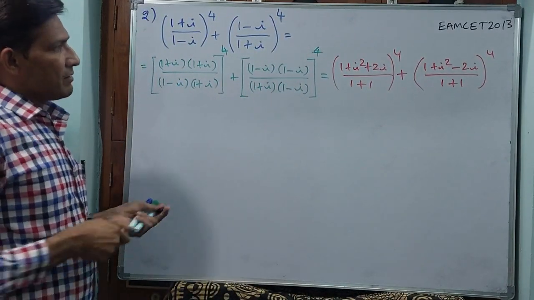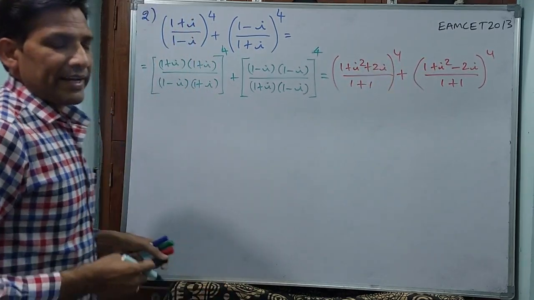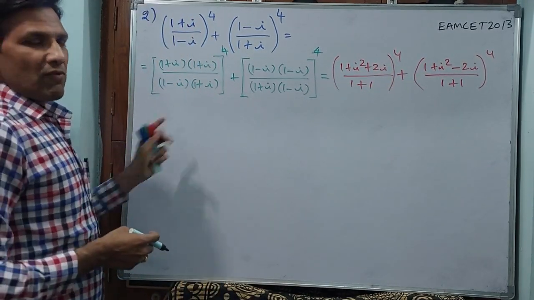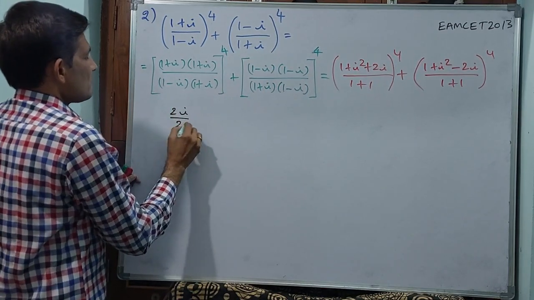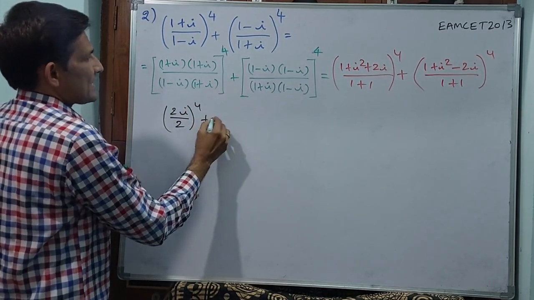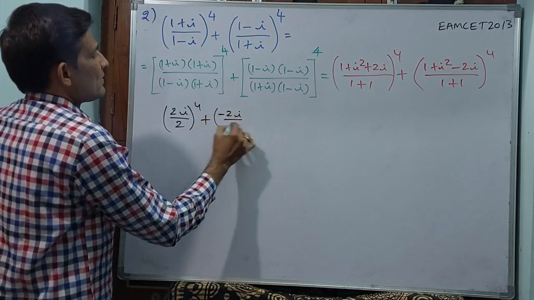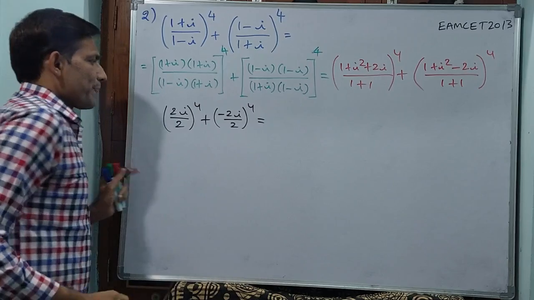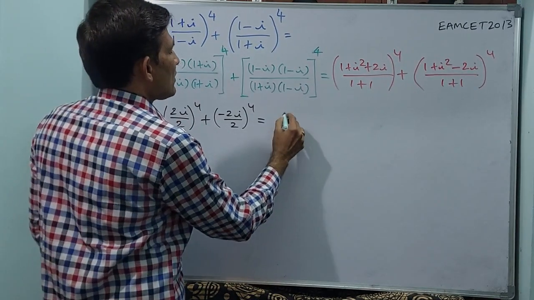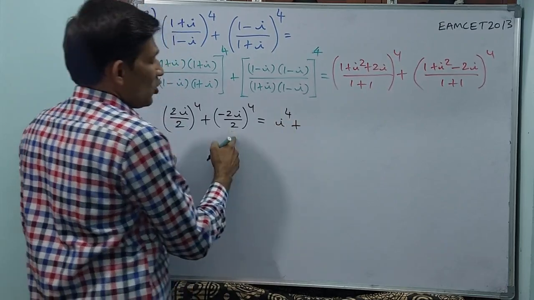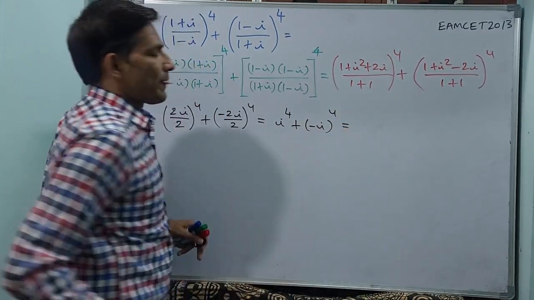Okay. Now you see, 1 plus i square, 1 plus i square, both are going to get cancelled. Why? Because i square value is minus 1. 1 minus 1, that means 2i by 2 to the power of 4 plus minus 2i by 2 to the power of 4. Okay, 2 is going to get cancelled. i to the power of 4 plus, 2 cancelled, minus i to the power of 4.